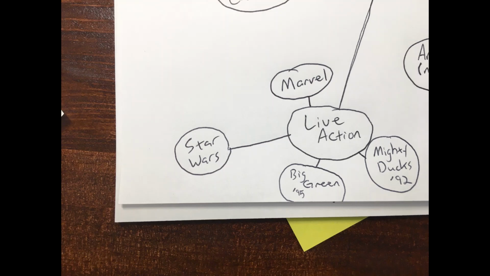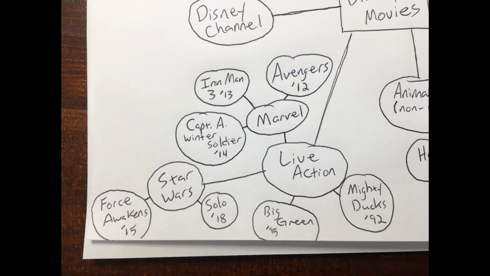For live action, I put Mighty Ducks and The Big Green. That was from my childhood. But then off of Star Wars, since Disney acquired the rights to both Star Wars and Marvel, I put for Star Wars The Force Awakens, Solo, obviously there's more that we could have added there. The same thing for Marvel, Captain America, Winter Soldier, Iron Man 3, Avengers.